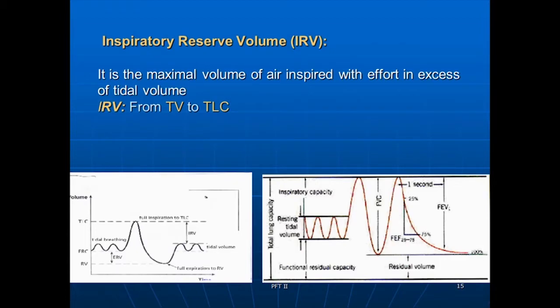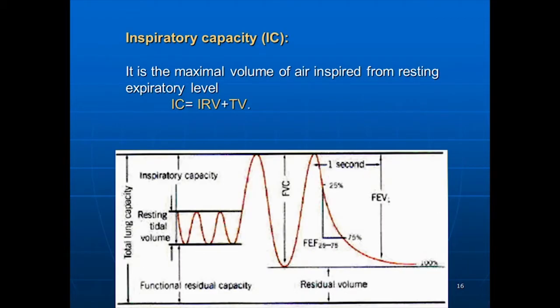Inspiratory reserve volume is the maximum amount of air that is inspired in excess of tidal volume. That is normal in obstructive disease and decreased in restrictive disease. Inspiratory capacity is the maximal volume of air inspired from resting expiratory levels, so you blow all of your air out, and it's the amount that you breathe in. That is normal in obstructive disease and decreased in restrictive disease.